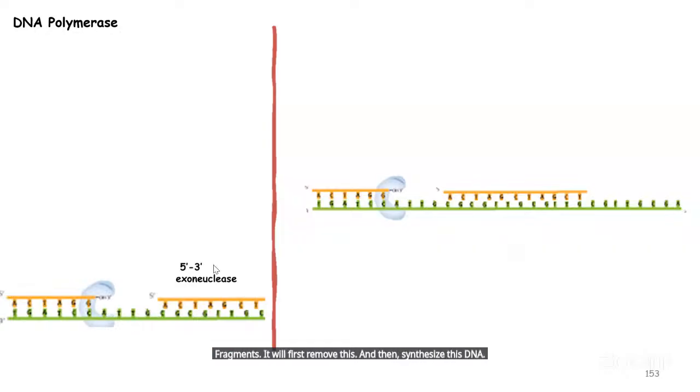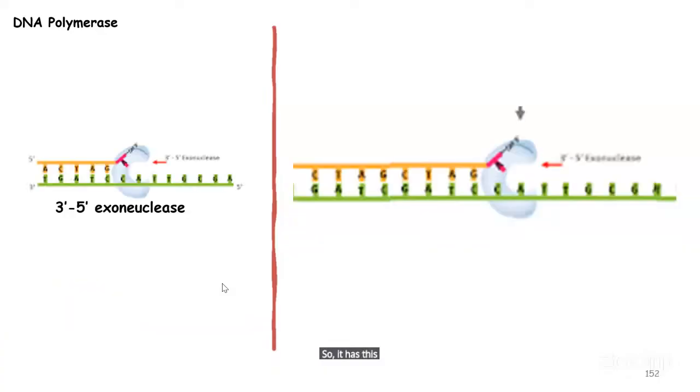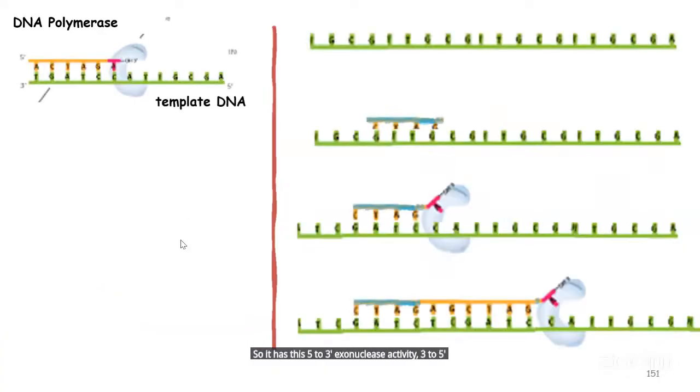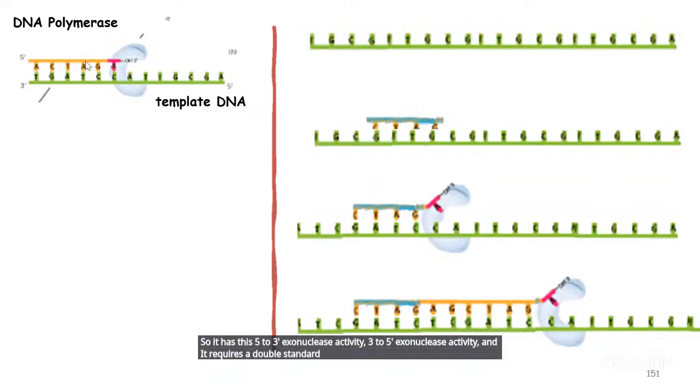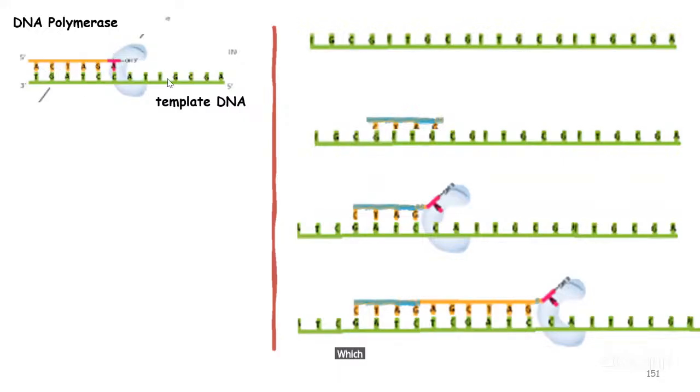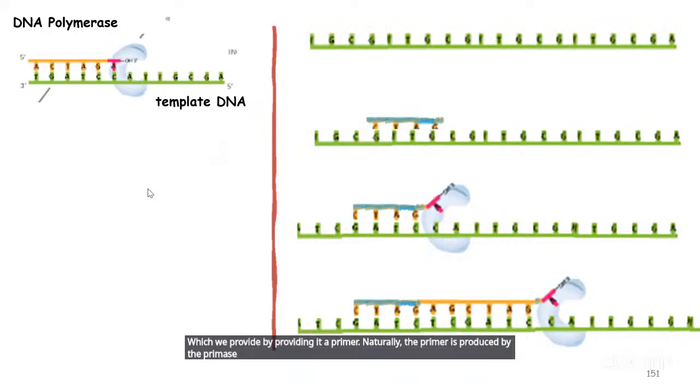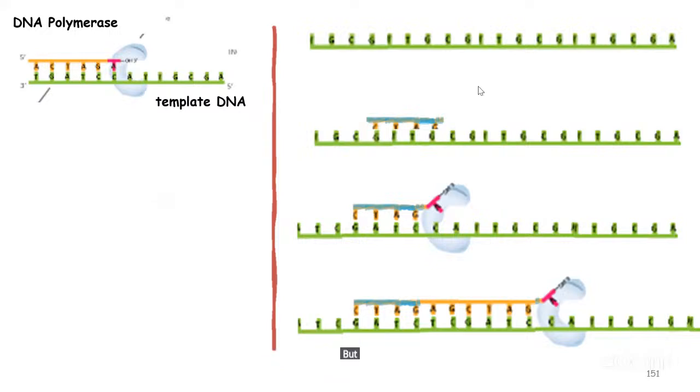So it has this 5 to 3 prime exonuclease activity, 3 to 5 prime exonuclease activity, and it requires a double-stranded fragment, which we provide by providing it a primer. Naturally, the primer is produced by the primase enzyme, but in PCR reaction, this primer is provided by us.